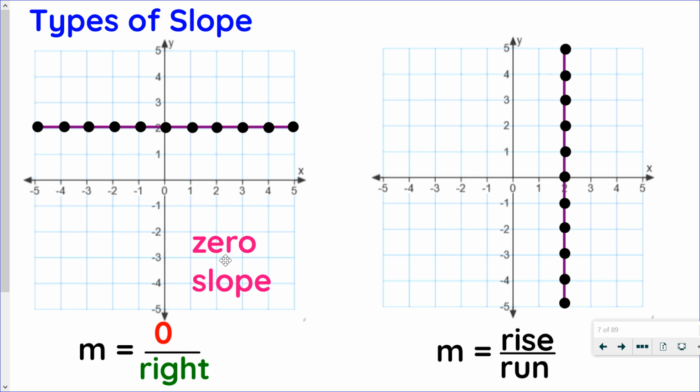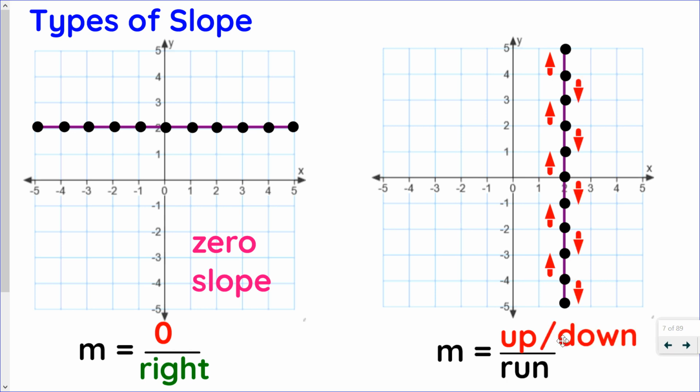Let's look at the next one. In the next one here, reading the graph from left to right, it would really depend on your perspective. You could say that I am rising up from point to point, or you could also correctly say you're rising down.